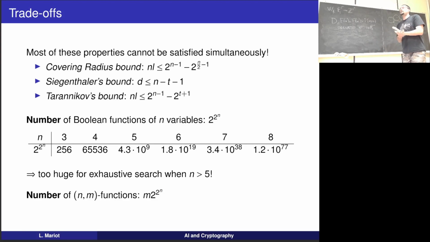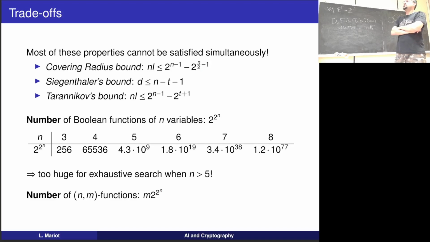Then we have Siegenthaler's bound. This is related to the algebraic degree and the resiliency order of a Boolean function. So basically we have that the degree must be less than or equal to the number of variables minus the order of resiliency minus 1. So the greater the degree, the lower the resiliency order must be, and vice versa.